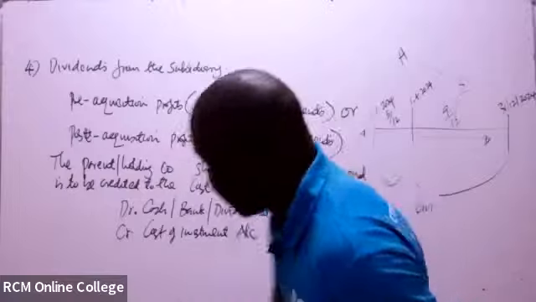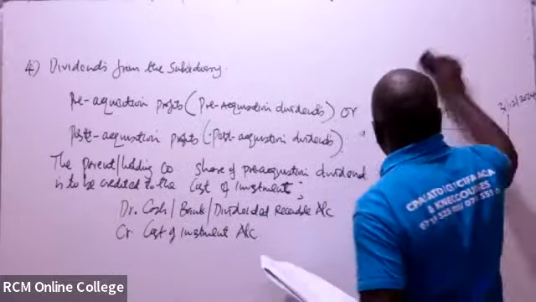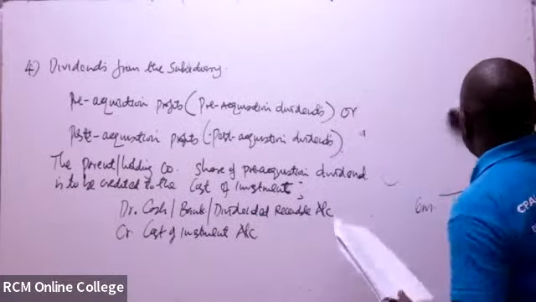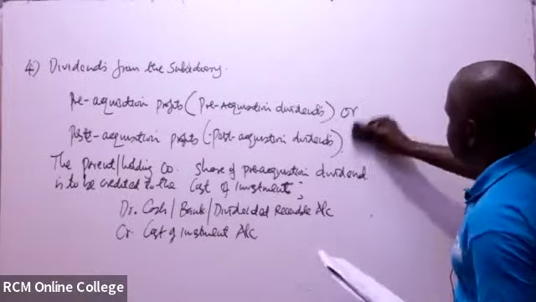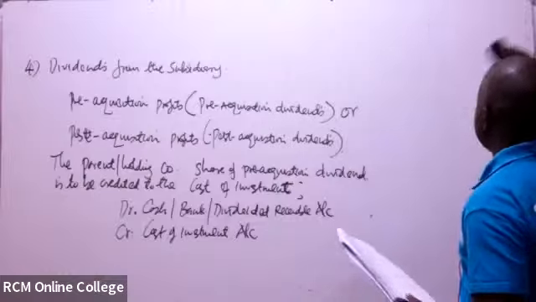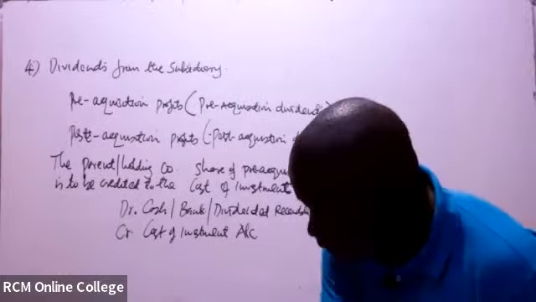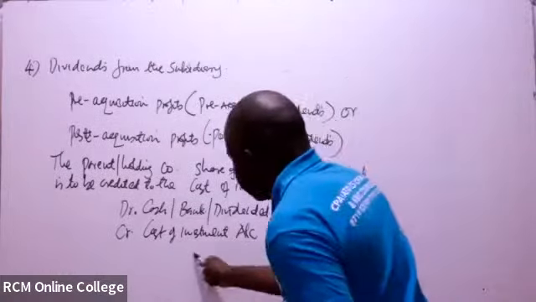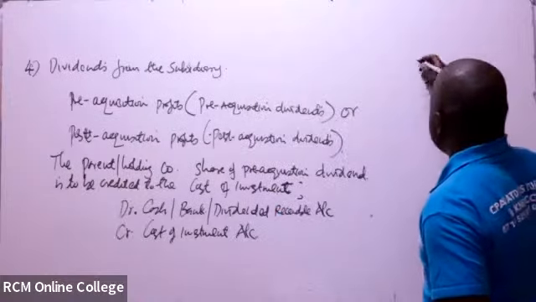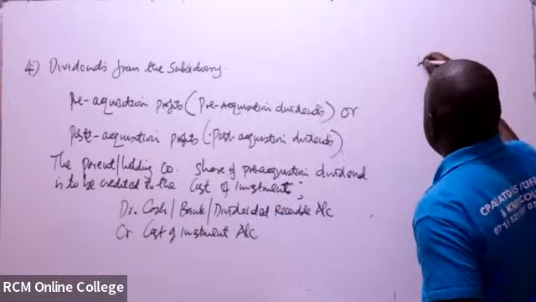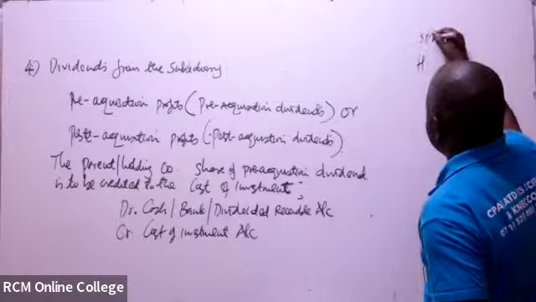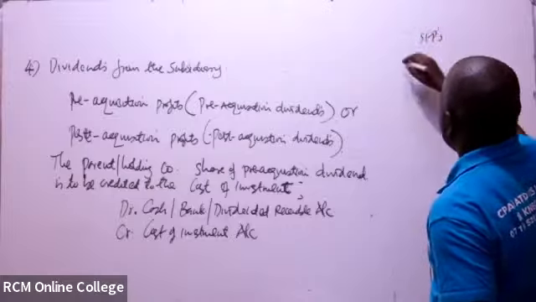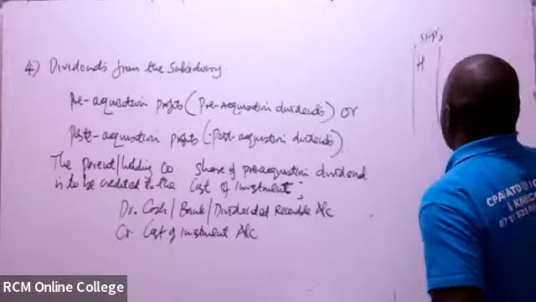There'll be something you'll likely be given. You'll likely see something like this in what you'll be presented with. This cost of investment will likely appear. So you'll see, in this case, the accounts for the holding company, in fact, it will likely be the statement of financial position. The statements of financial position for the two companies. You'll see something like this in the question.